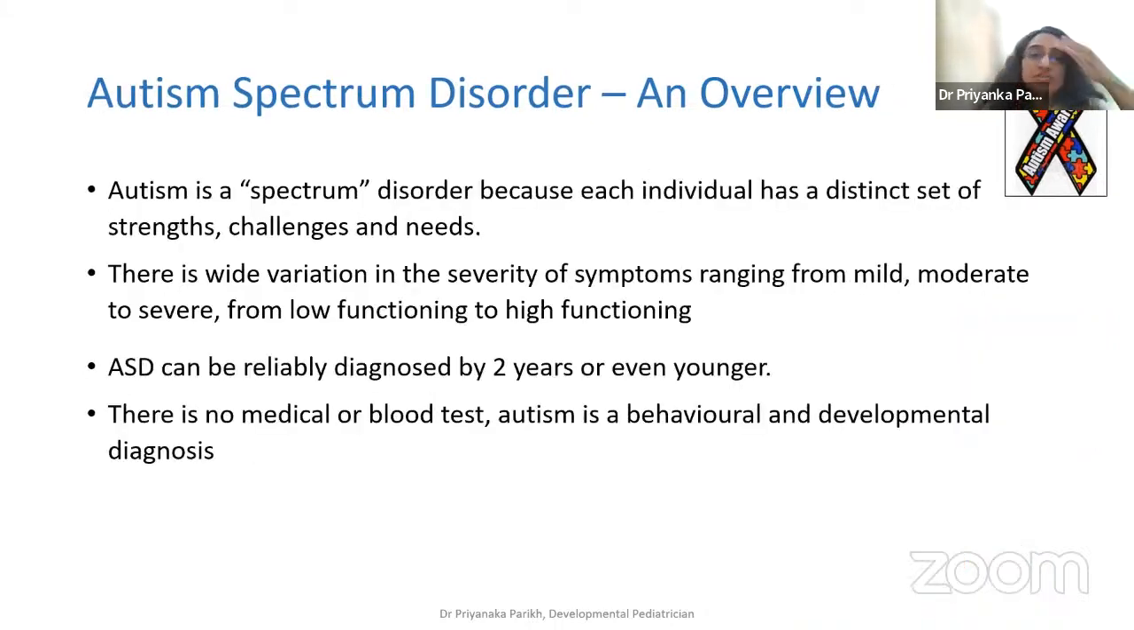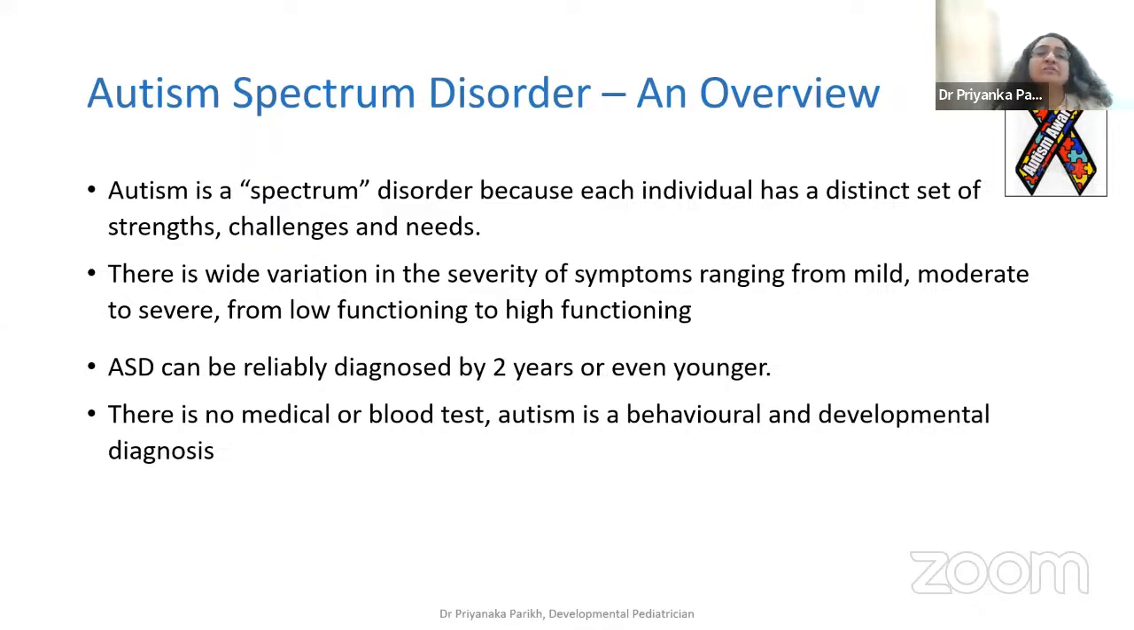So there are a spectrum of difficulties that we see, and it is called a spectrum disorder because every child is different. So no two children will show all the things, and every child's challenges, needs, and even the level of support needed is different. So there's a wide variation in the severity of symptoms, and there is also wide variation in the level of language development and also in the level of cognitive development. So there would be some children who are cognitively low functioning, but there are also some children who are average to even above average or superior genius IQ. So it is a very, very wide spectrum.